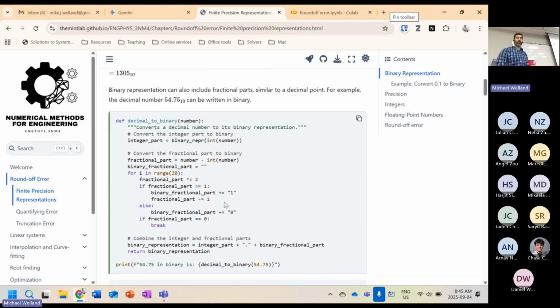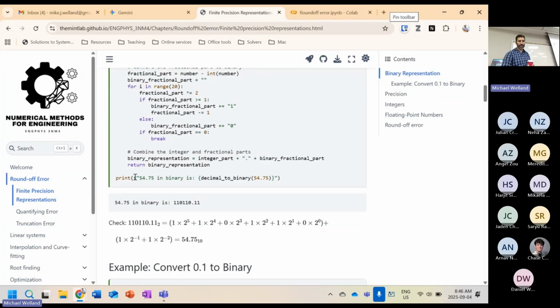Okay. Binary representation can also include fractional parts, right? Same way that we would use a decimal point. It's easy enough to go 10 to the power of 0, 1, 2, 3, 4, 5. We can also go the other way, -1, -2, -3, -4. This is a function that will convert the fractional part into the binary equivalent. I'm not going to go through the algorithm because it's more electrical engineering, to be honest. So I'll just skip to the good stuff here.